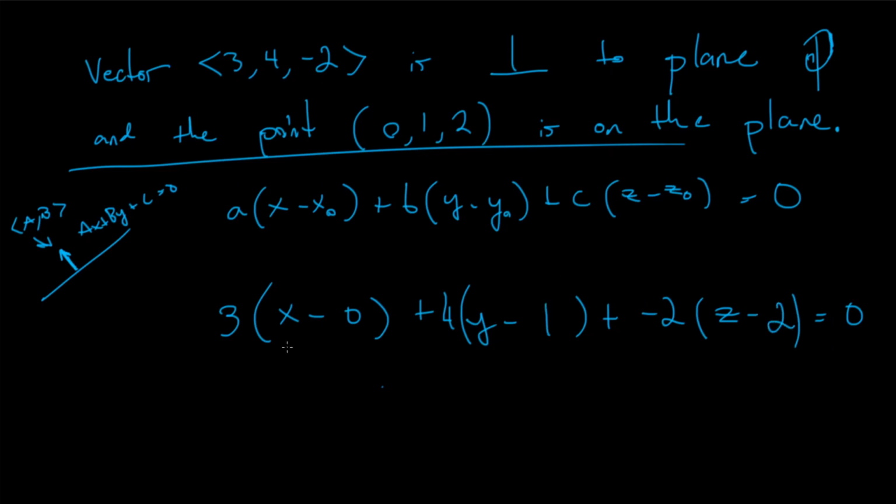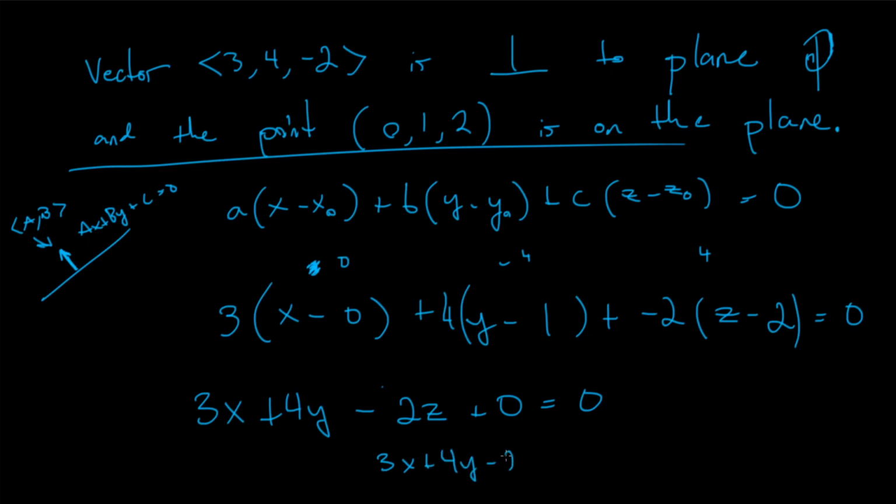And then we just distribute and simplify. So we're going to have 3x plus 4y minus 2z, we're going to have a negative 4, we're going to have a positive 4. So in total, oh no, this isn't a 3, sorry, it's a 0. So in total, we're going to have a plus 0 equals 0, right? The d value that was referenced in the previous page is 0 here. So the equation of this plane is 3x plus 4y minus 2z is equal to 0. There you have it.